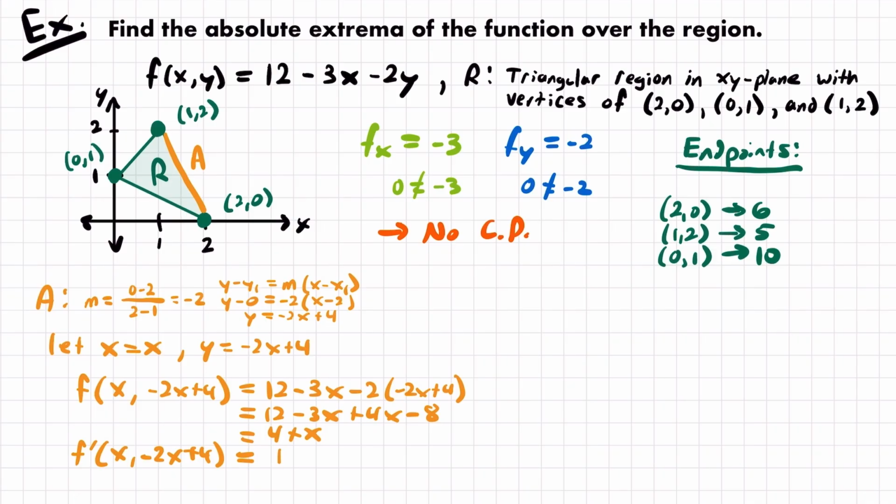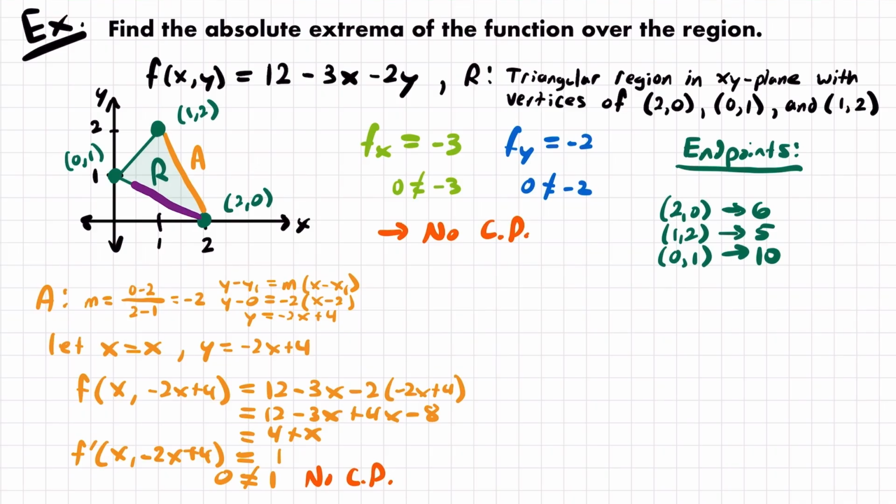And so if we set that equal to 0, we get 0 equals 1, which is not a true statement. There's no variables there to solve for, so there are no critical points along this boundary. Okay, so that's the conclusion here. There are no critical points, so that would be it for boundary A. And so let's move on to the next boundary.